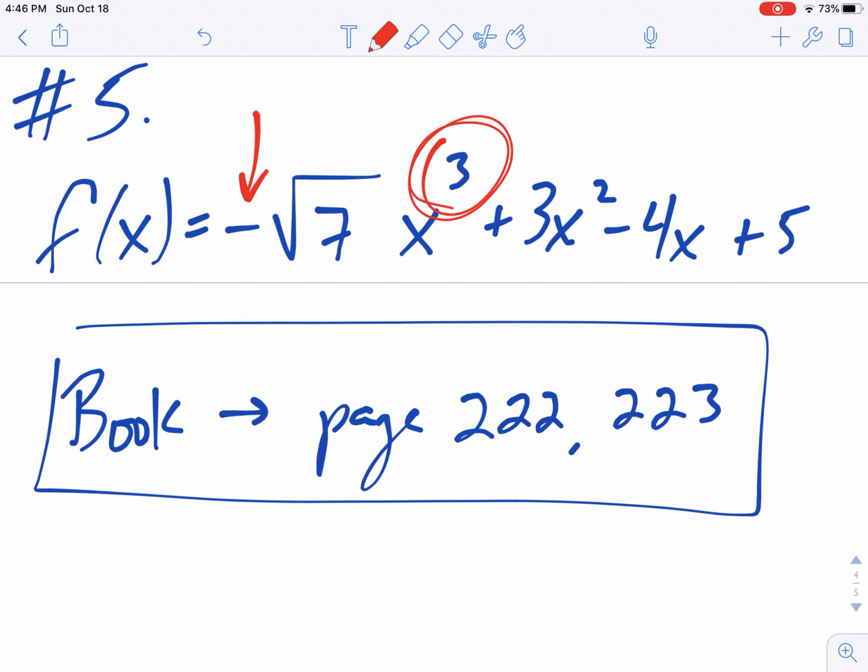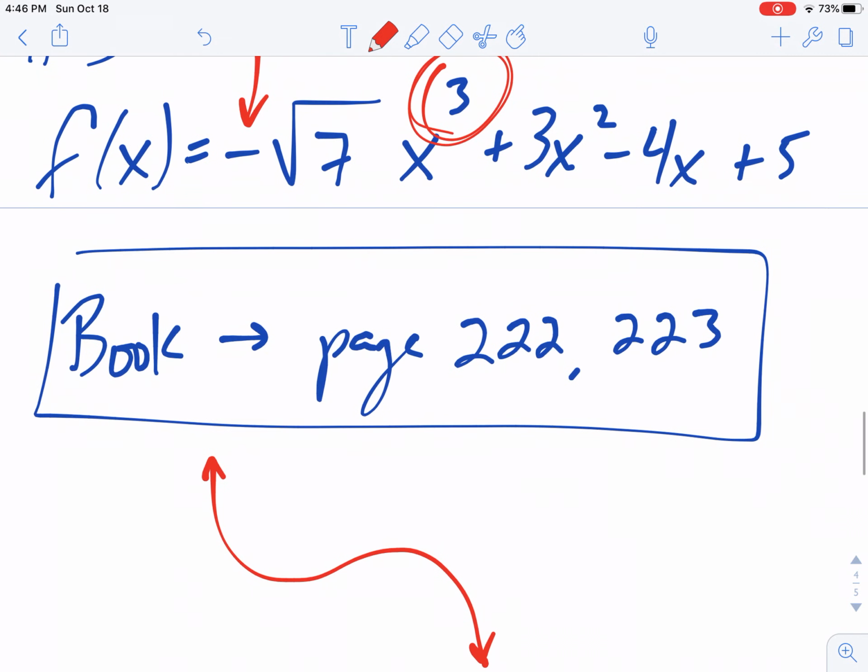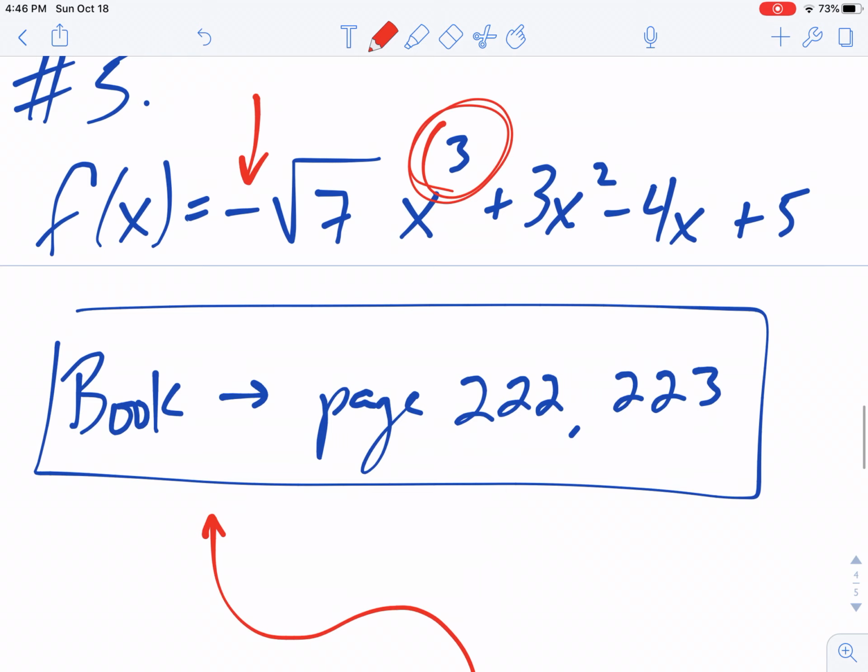But basically, since this is an odd degree exponent and it starts off with a negative, meaning the leading coefficient is negative, that tells us that the graph looks something like this. I don't know exactly what it looks like, but those two things tell us the general shape of this graph. These two clues right here: it's a third degree and it's a negative.